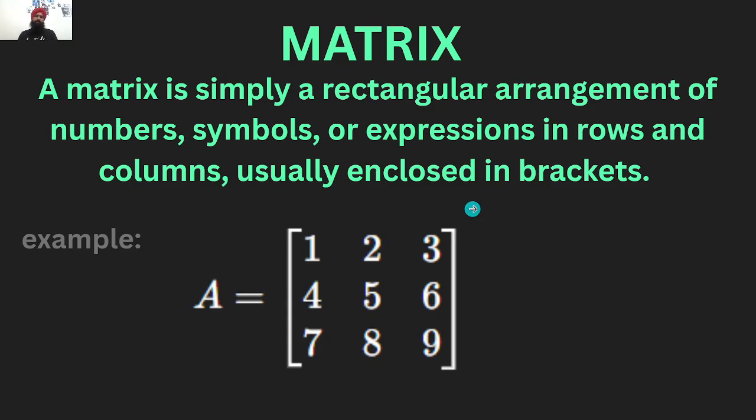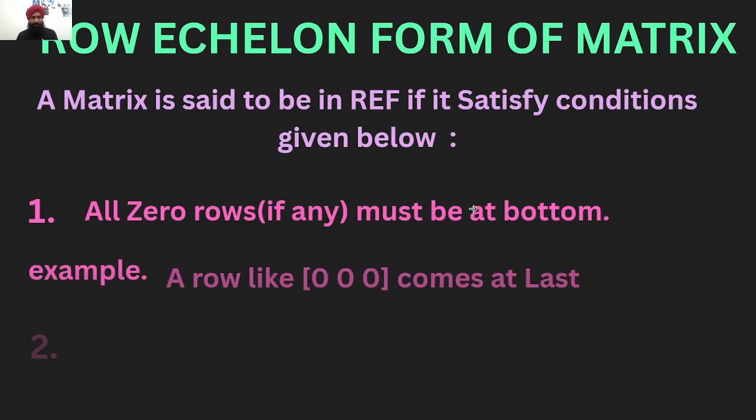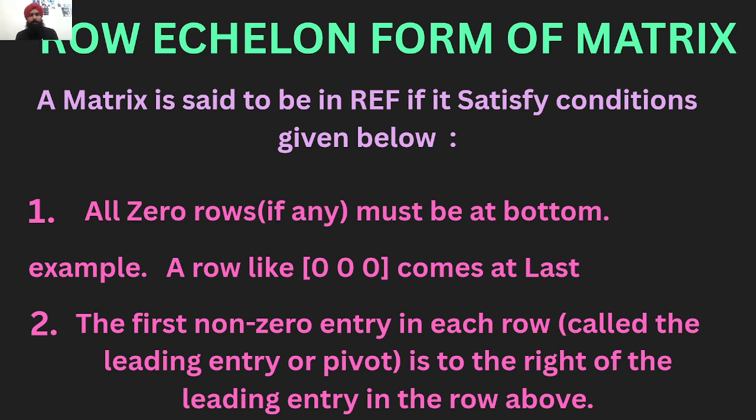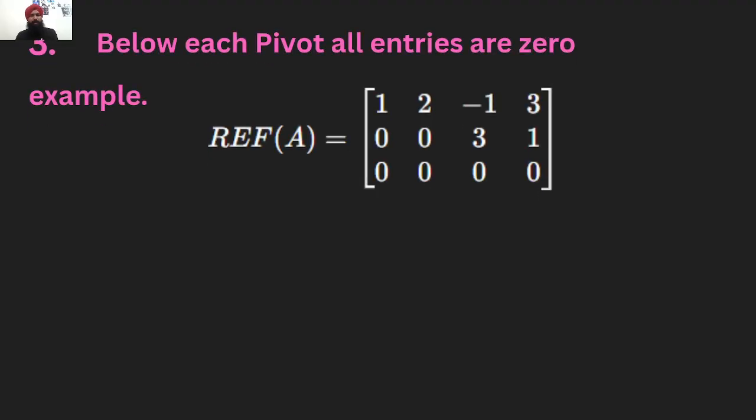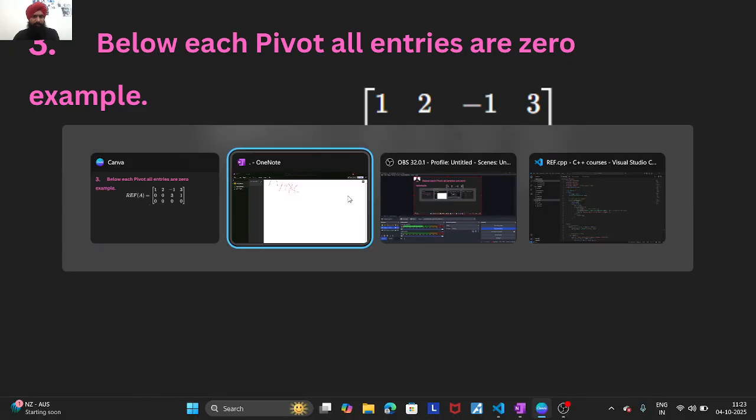Now the next question is, what is the row echelon form of a matrix? A matrix is said to be in row echelon form if it satisfies the conditions given below. All zero rows, if any, must be at the bottom. Example I have given here, a row like 0, 0, 0 must come at last. The first non-zero entry in each row, which is also called the leading entry or pivot, is to the right of the leading entry in the row above. And the last point, below each pivot, all entries are zero. Like I have given an example here, but I'm also going to explain here.